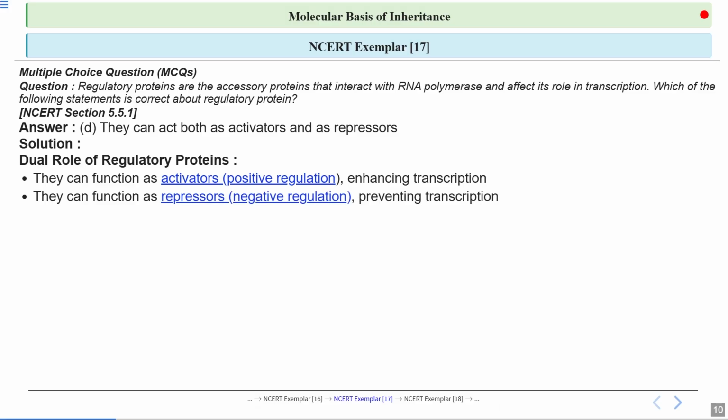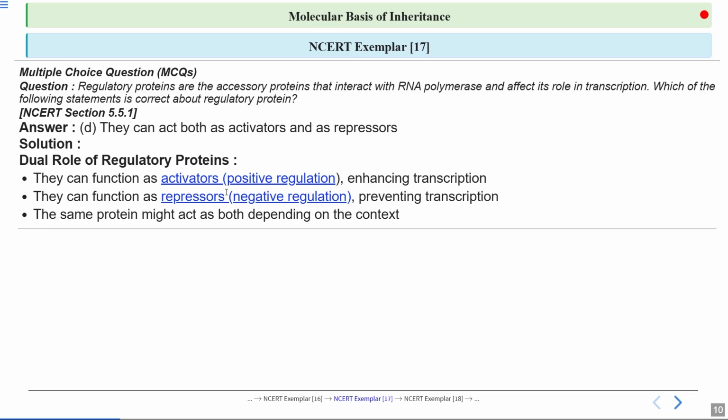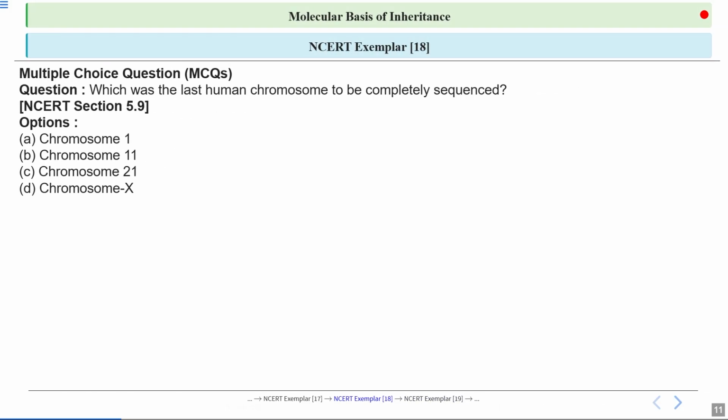They can act as repressors also, which means they are preventing the transcription, and they are doing negative regulation. So the same protein might act as both activator and repressor depending on the context.